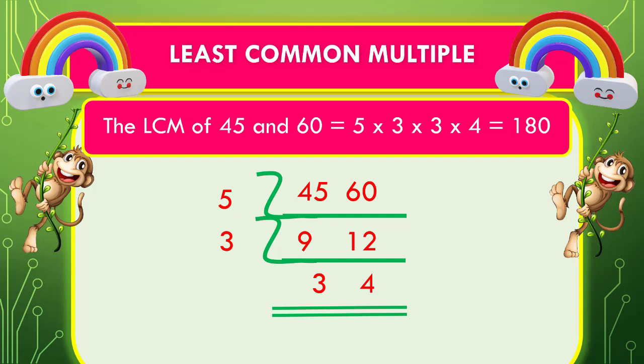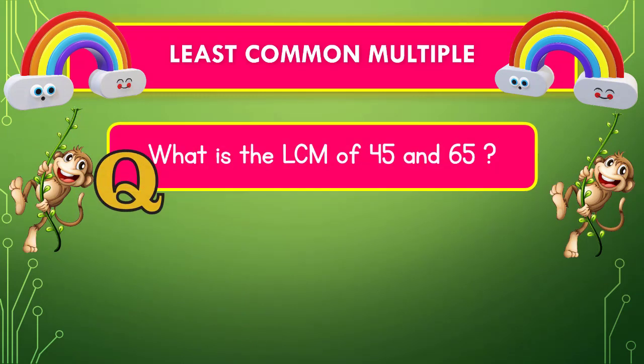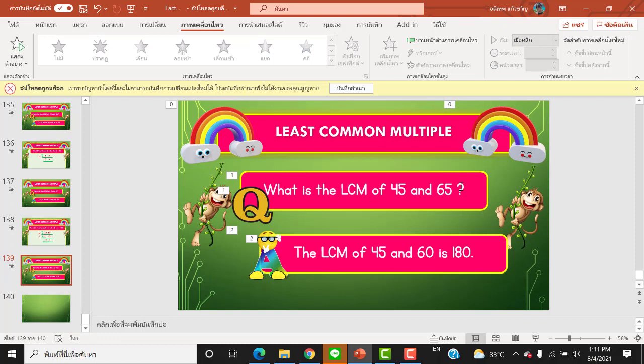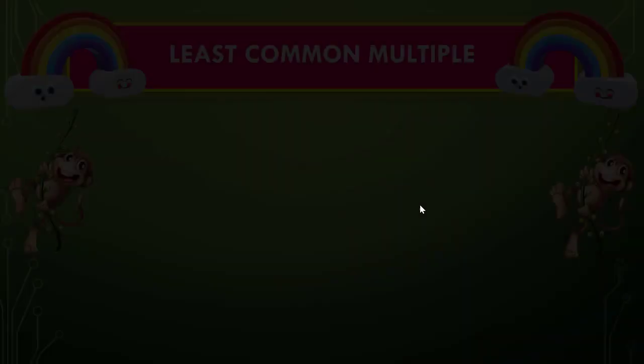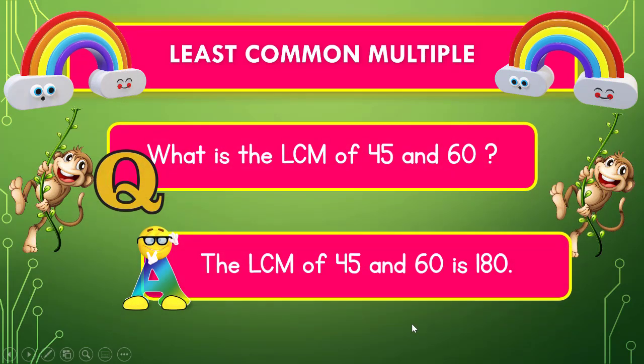Again, the least common multiple of 45 and 60 is 5 times 3 times 3 times 4. It is 180. Very good, students. So, what is the least common multiple of 45 and 60? The least common multiple of 45 and 60 is 180.